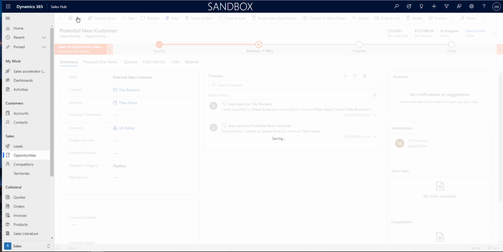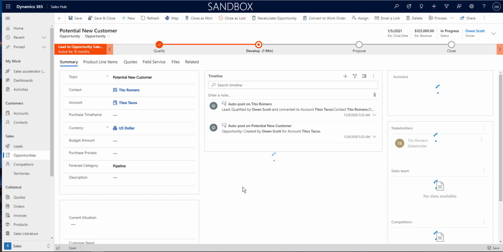So I'll go ahead and save that record. So now I've just added a little bit more value to the opportunity, because now we know a little bit about when and a little bit about how much, also the status. Now the other thing to understand about the opportunity is also in the context of the sales process.